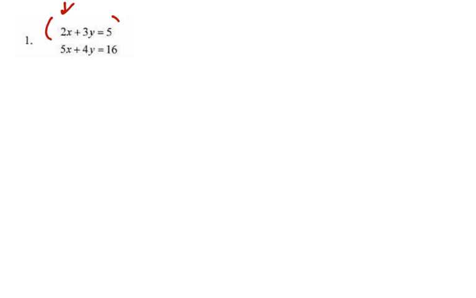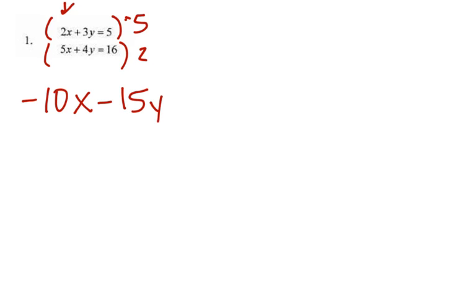So if I look at my x's, I have a 2 and a 5. Smallest thing they'll both go into is 10. If I multiply this top one by a 5, it'll be a 10. If I multiply the bottom one by a 2, it'll be a 10, and they'll be good to cancel. Notice that they are both the same sign, so I need to make one of them opposite. So I'm going to take the top one and multiply everything in there by a negative 5. So I get negative 10x minus 15y equals negative 25.